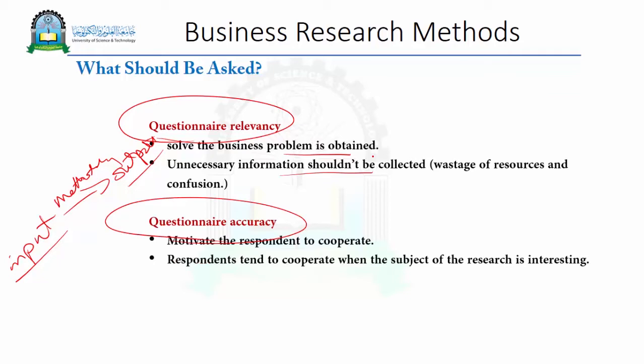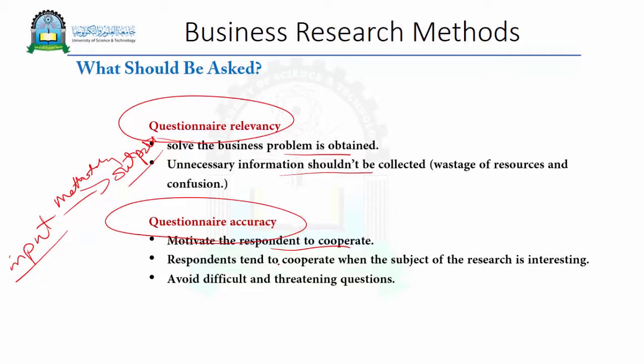Relevancy is matching the questions with the research problem. The accuracy is to motivate the respondents to cooperate. As we know, when we distribute the questionnaire, it's not in our hands to make sure that the answers of the respondents are accurate or not. But in some ways, we can guarantee this accuracy to some extent. Making a motivating, easily phrased questionnaire, using very simple language and short questions, is going to motivate the respondent to give accurate data.